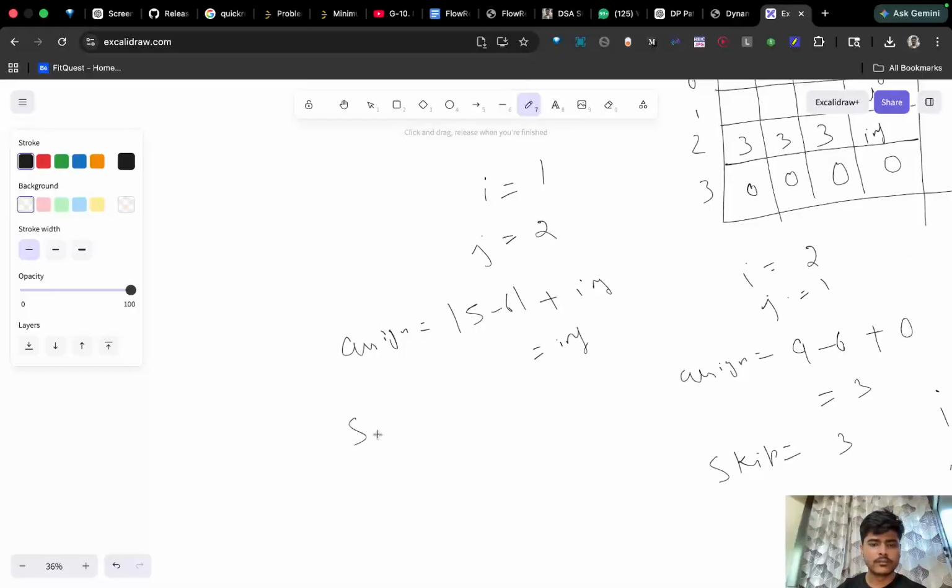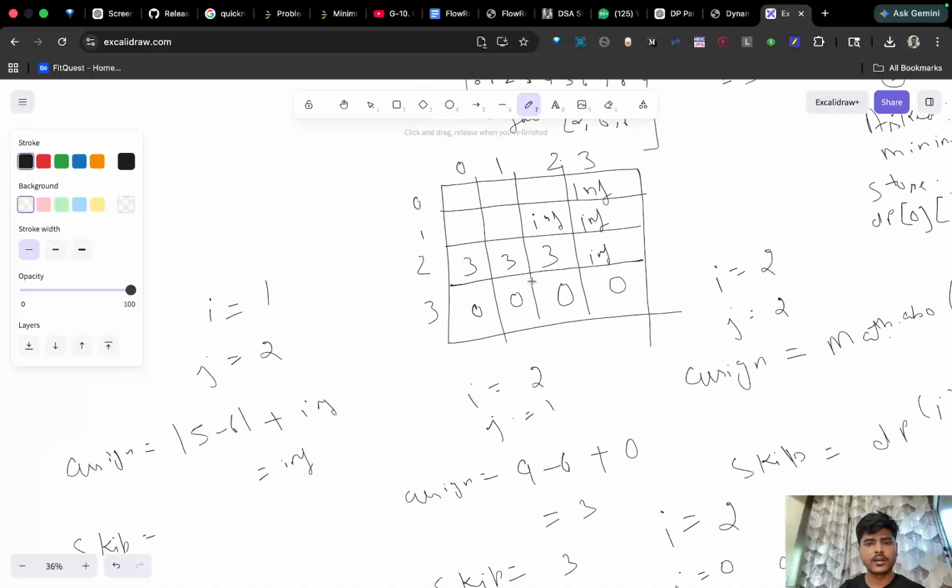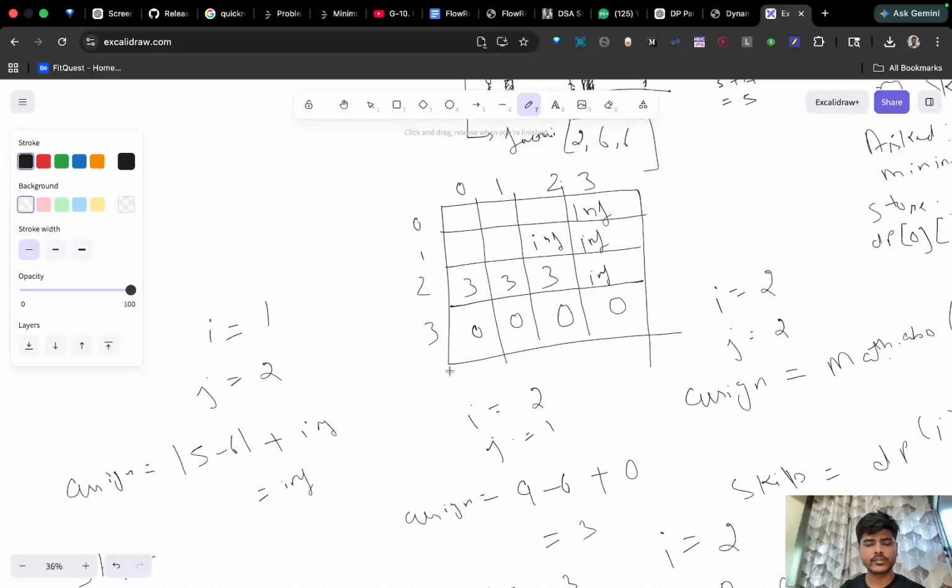And what does the skip become here? Skip is also I2 J3, and I2 J3 is infinity. So the minimum of infinity and infinity is also infinity. So I wrote infinity here.